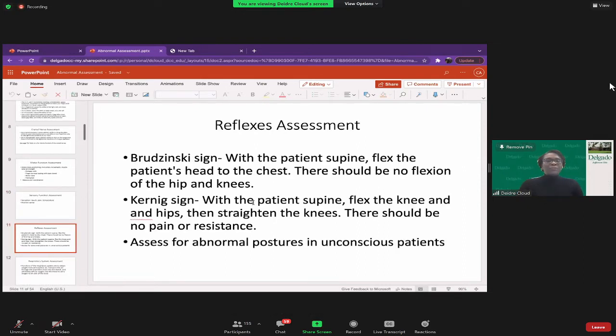So with these reflexes, the Brudzinski and the Kernig, they're both testing for meningeal irritation. If they're positive, you have meningeal irritation, and the doctor will treat that however they deem necessary. We just assess and report the findings to the appropriate people, and assess for the abnormal postures of an unconscious patient.